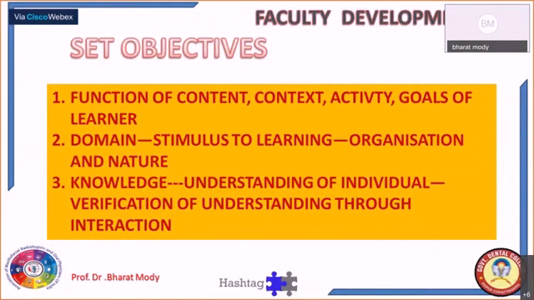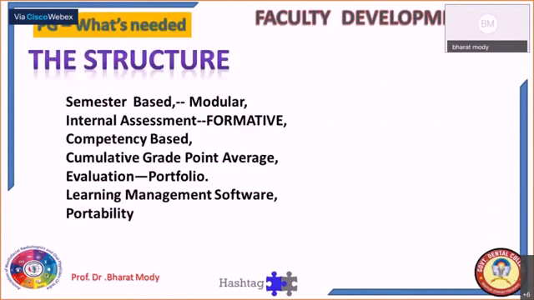Objectives should be set for content, for the context, for any activities which you do, and whatever activities the learners have to do. For each and every domain, your cognitive domain, psychomotor, and affective domain, you need to have a set of objectives which will stimulate the learning process. The knowledge, understanding, and the interactions, everything should have some objective. It is the objectives which will drive us, and that is why we will be able to have enough time on our hand. So, what is the structure which we can have as far as PG is concerned?